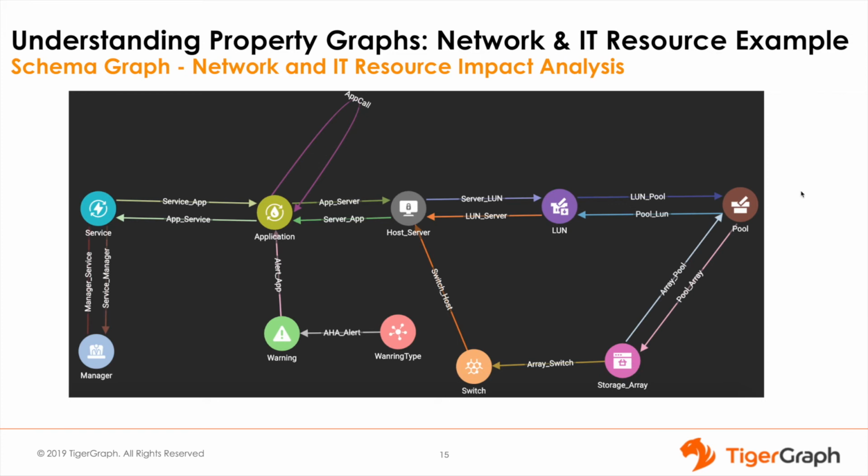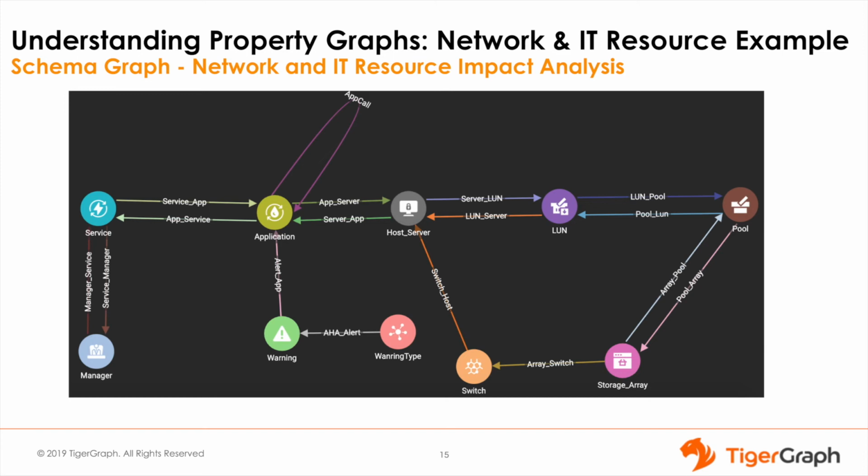At the bottom right hand of the schema, you can see the storage array vertex. One storage array may have multiple pools as a part of its logical structure. Each pool, in turn, may have multiple LUNs, or logical unit numbers. LUNs are assigned to host server, connecting storage with computing. To the left of the host server, you have applications that are running on the server.